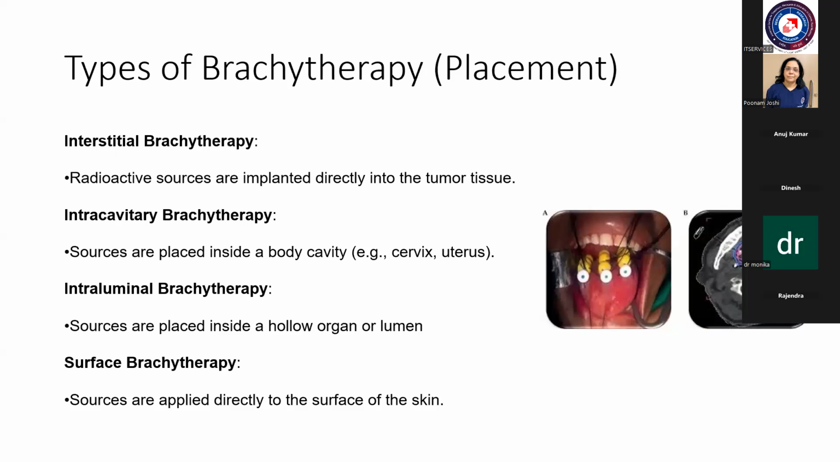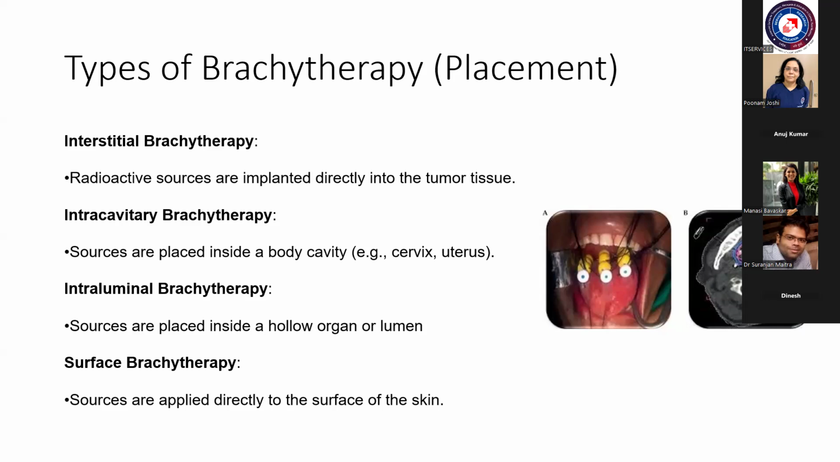There are various types of brachytherapy, and depending upon the placement method, they are divided into interstitial, intracavitary, intraluminal, and surface brachytherapy. In interstitial brachytherapy, the radioactive sources are implanted directly into the tumor tissue, like we can see that the catheters are placed directly on the tongue, as shown in the figure. In intracavitary brachytherapy, the sources are placed inside a body cavity like the cervix or the uterus.